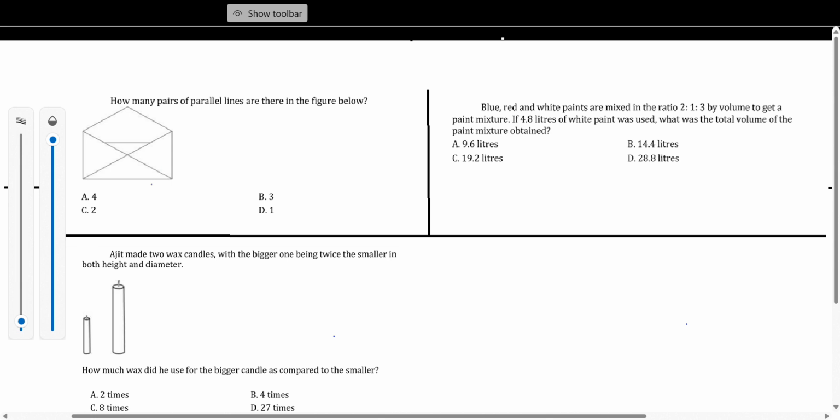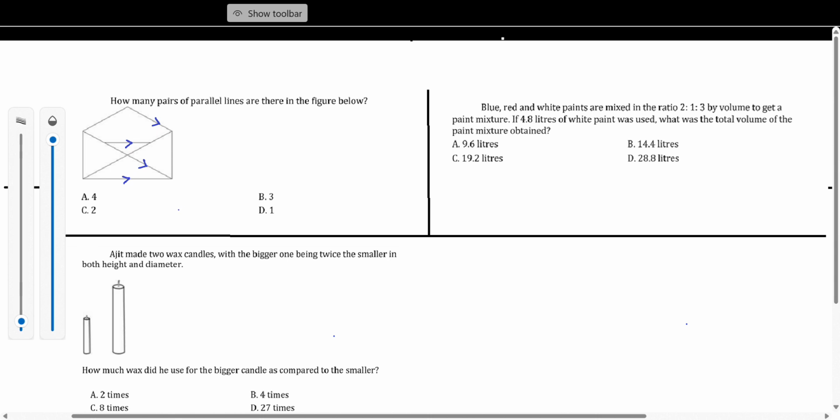So the first question here, you can see a postcard or an envelope kind of figure. It asks how many pairs of parallel lines are there. So if you look at it, the base and this cover, so that is one set. And then this line and this is the other set.